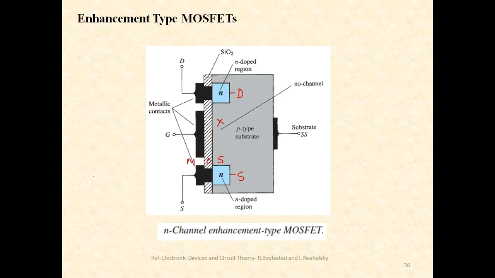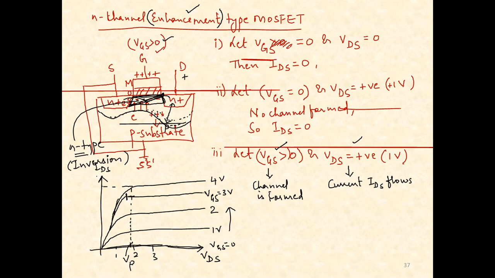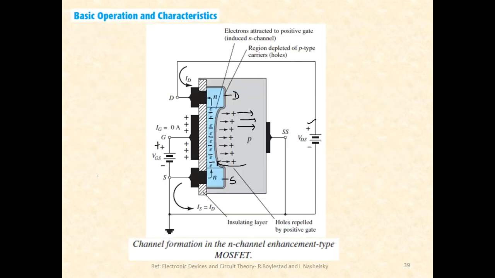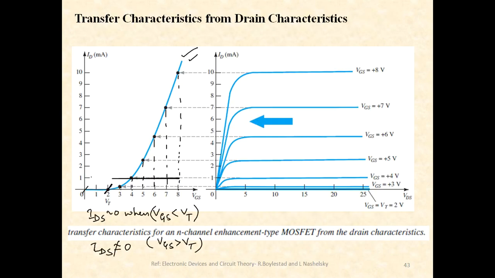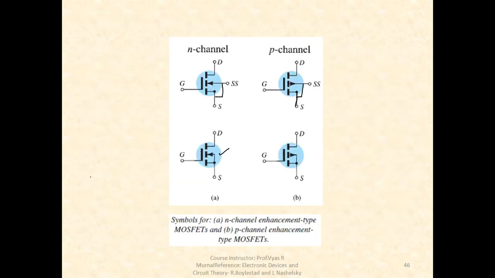All right, students, I think I'll just stop here. Today we discussed how an enhancement type MOSFET operates for an N channel and also for a P channel. If there are any doubts, then you can ask me.